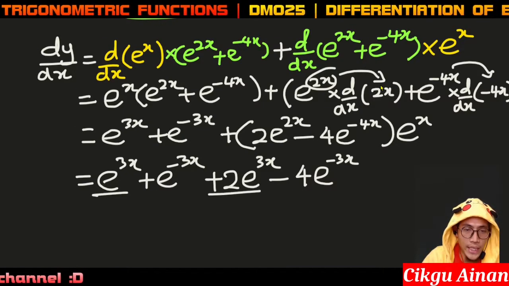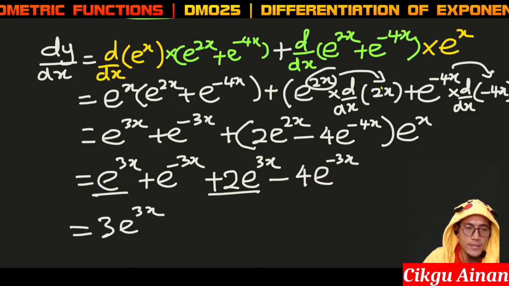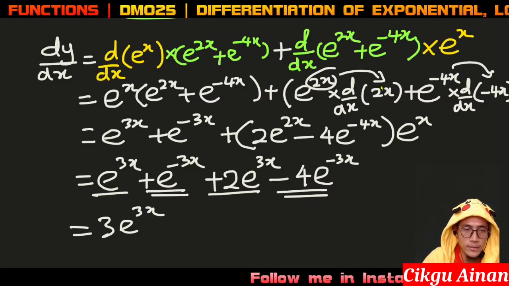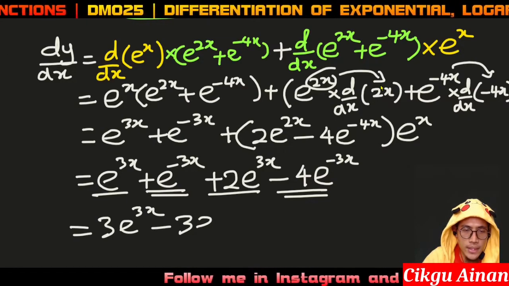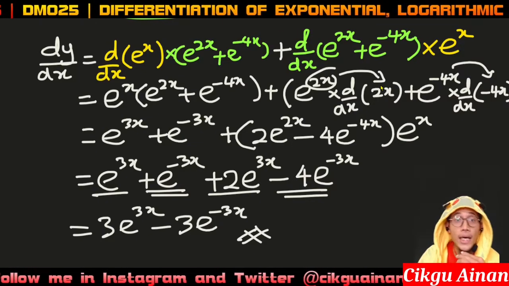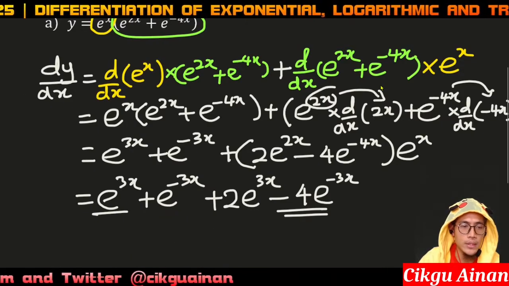Okay, now from here, we can simplify it even further. This one, we can add with this one to become 3e to the power of 3x. And then this one, we can minus with this one to have minus 3e to the power of minus 3x. Okay, so this is the answer for the first one. Okay, so let me rub them off.